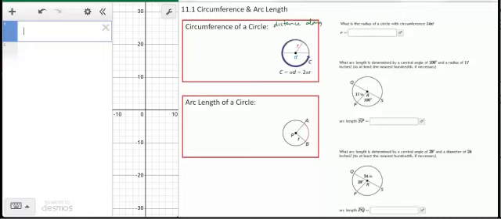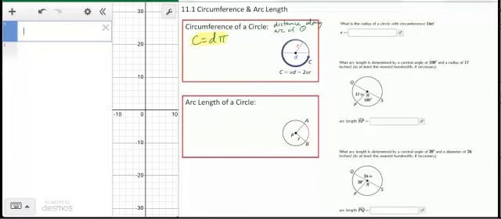Circumference of a circle. This is defined as the distance along the curved path of a circle, the perimeter. It's the distance around the entire circle, from one point on the circle all the way back to itself. And the circumference is calculated as d pi. This is the most common definition for this.